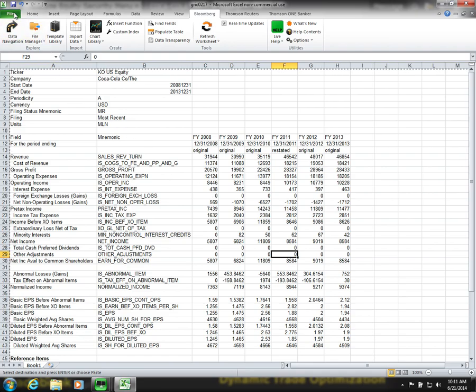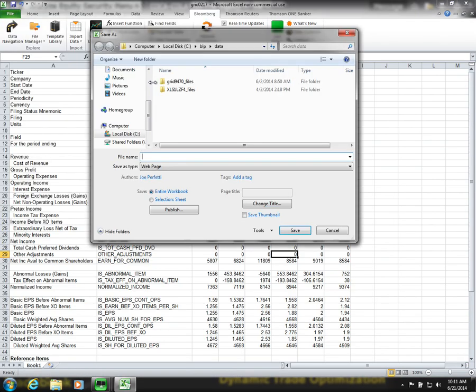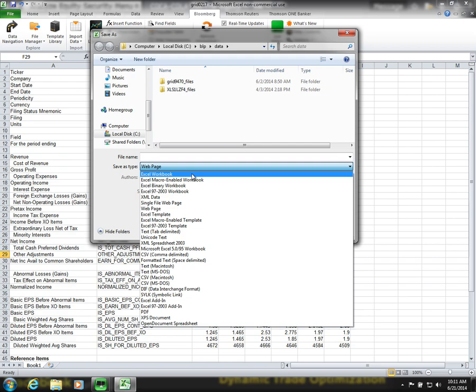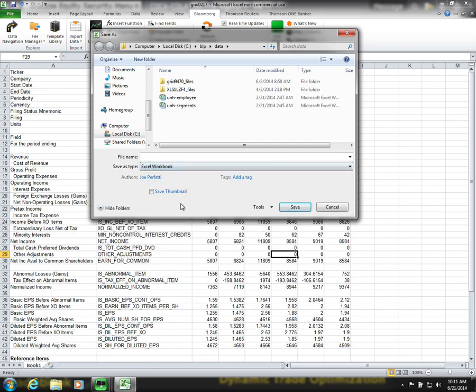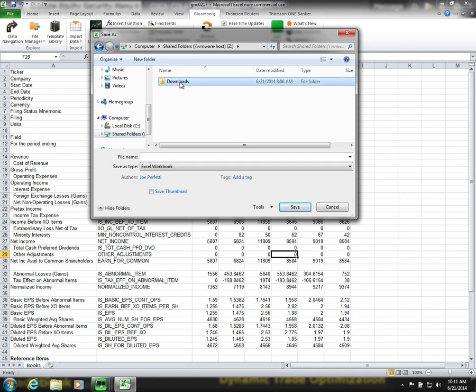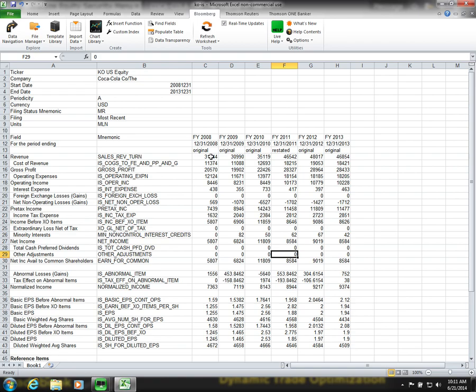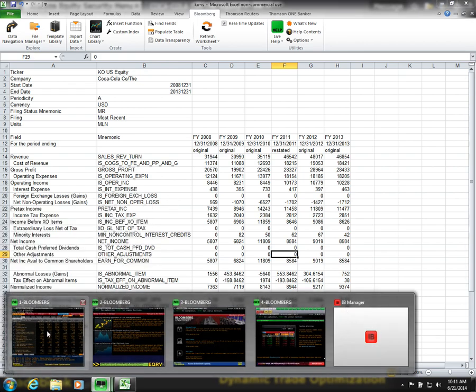All right, final step, file, save as. I need to save this as an Excel workbook. By default, it's a web page because it's sending out the macros basically to pull from the database. I'll put it in my download folder. By convention, I'm going to call this the KO-income statement. Hit save. All right, go back to the Bloomberg terminal.